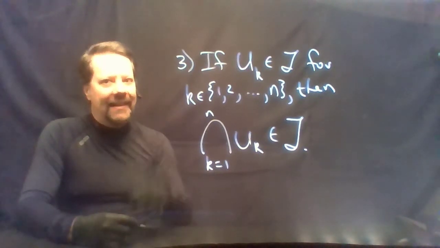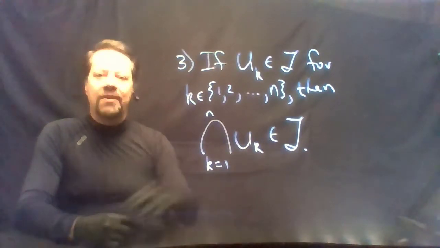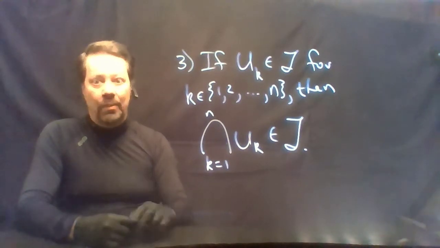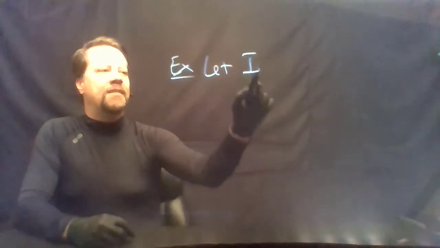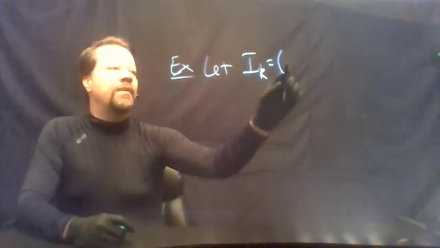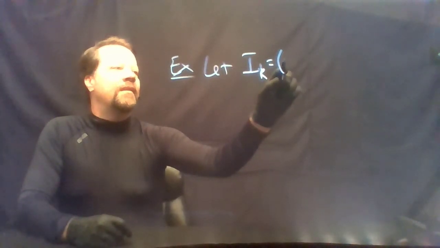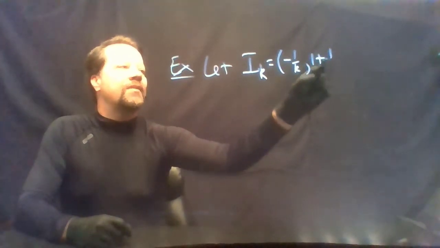But it is possible to take an infinite number of open sets, take their intersection, and end up with something that's not open. Let me give you an example. Suppose we look at the intervals, let's say I sub k equals the open interval negative 1 over k, 1 plus 1 over k.